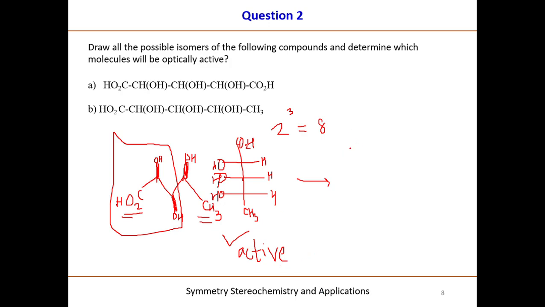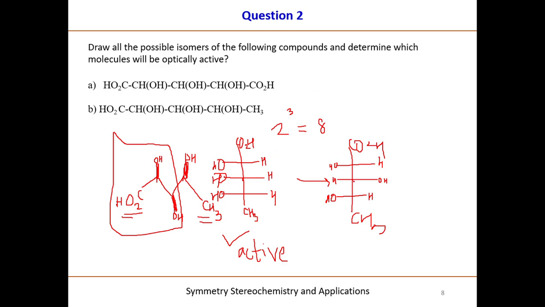But if we change to a different isomer, we will see what will happen here. Suppose we have H, OH, OH, H, H, OH. Okay.